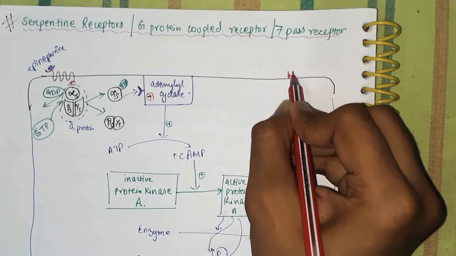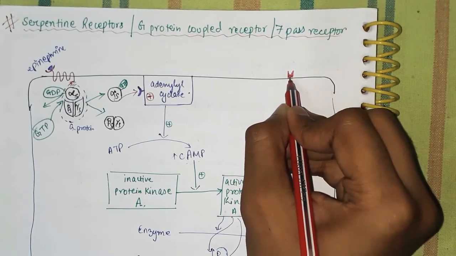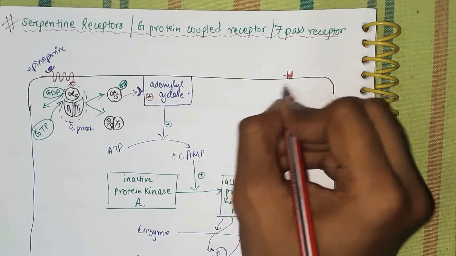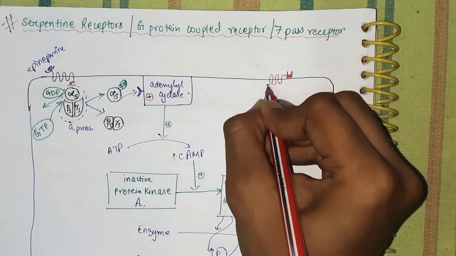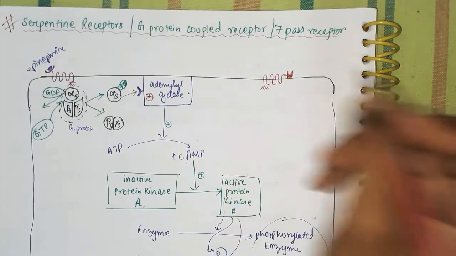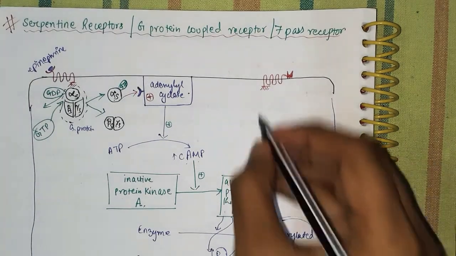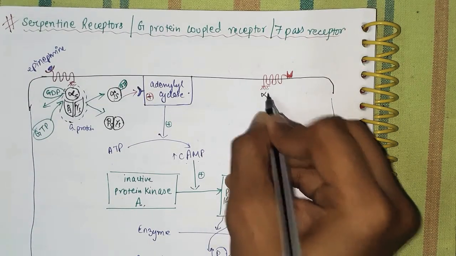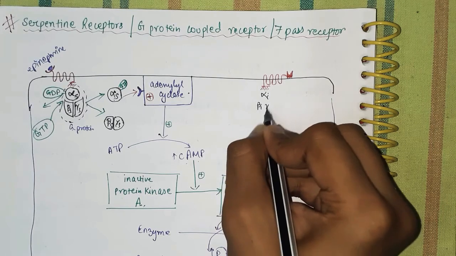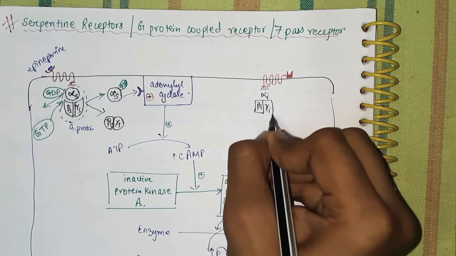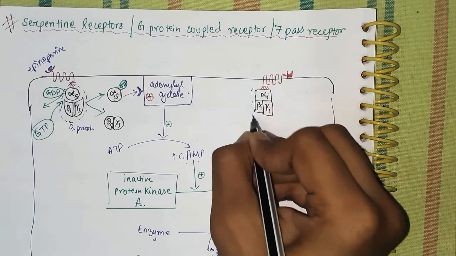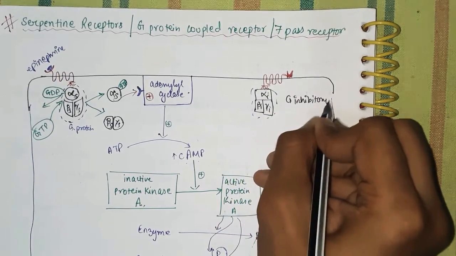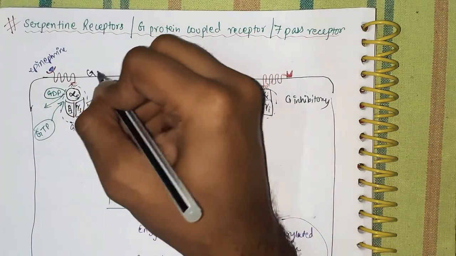This is the ligand binding part, and since it's a serpentine receptor or the 7-pass receptor, it will enter 7 times. And here it enters, and it is coupled with G inhibitory protein, so it will be alpha inhibitory, beta inhibitory and gamma inhibitory part. So this is G inhibitory protein, and this was G stimulatory.